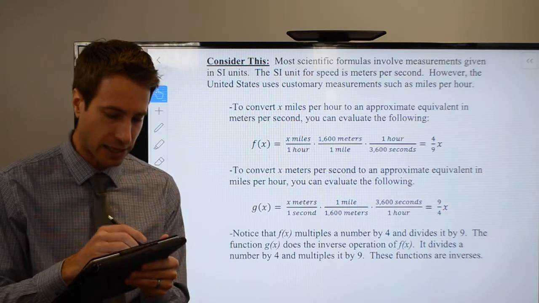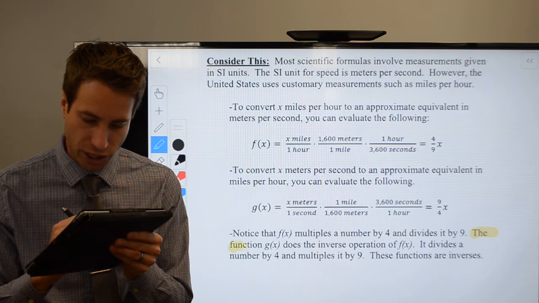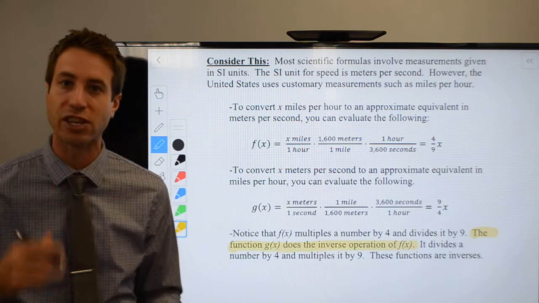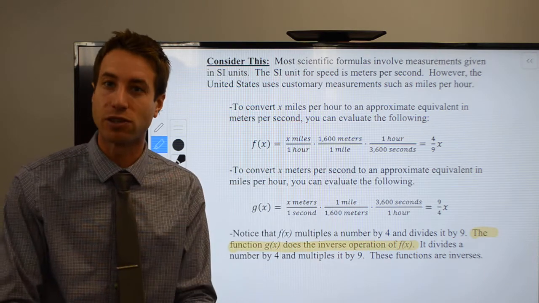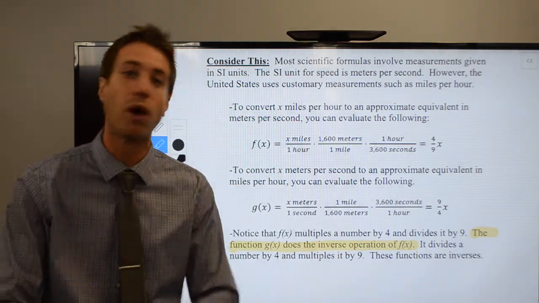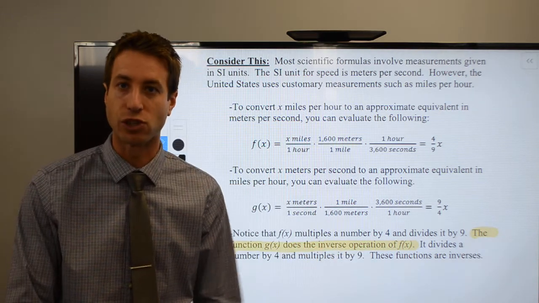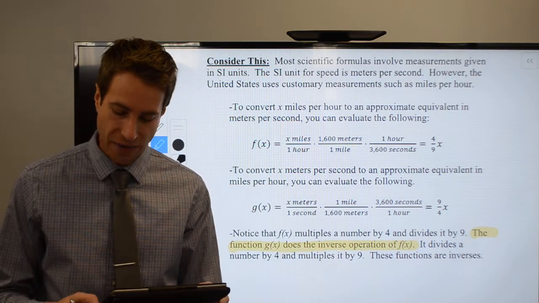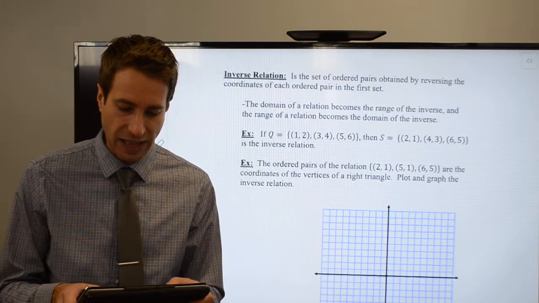So a couple quick things for you here to highlight on this set. This is it right here. The function g of x does the inverse operation of f of x, and that's really the point. f of x and g of x are inverse functions. They undo what the other one did. They're inverse operations. So let's go ahead and take a look at an example problem on the next page by looking at inverse relations first.